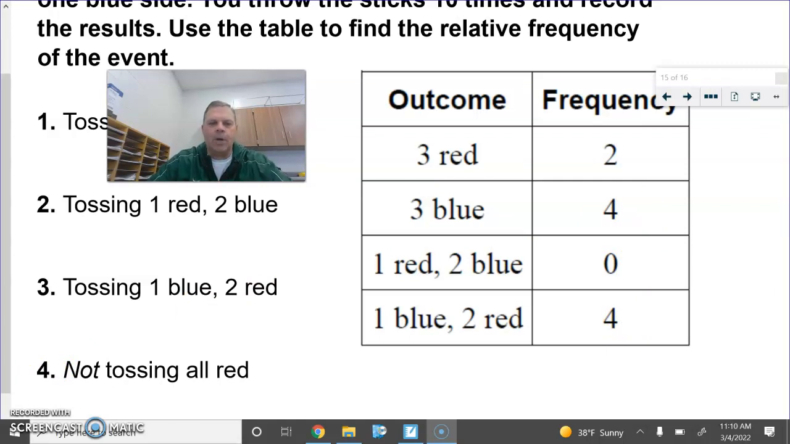Again, experimental probability is doing an experiment. Relative frequency is also the same, and theoretical probability is just like normal probability.